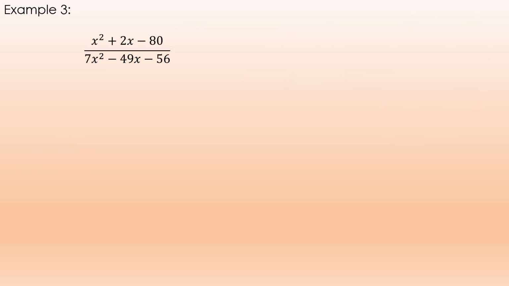Number 3, x squared plus 2x minus 80 divided by 7x squared minus 49x minus 56. All right, the denominator looks kind of gross, but guys, do GCFs. Think about that first. I know that 7 and 49 are divisible by 7, so is the 56. So I'm going to factor that out and write it as 7 multiplied by the quantity x squared minus 7x minus 8. That's a heck of a lot easier. Yeah, of course, let's go with that.